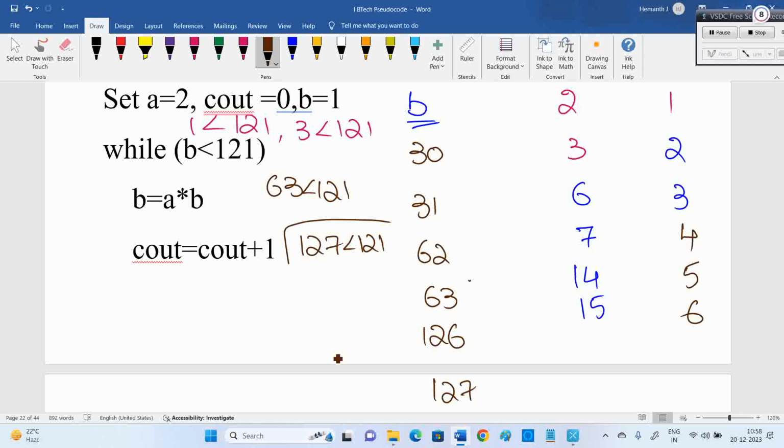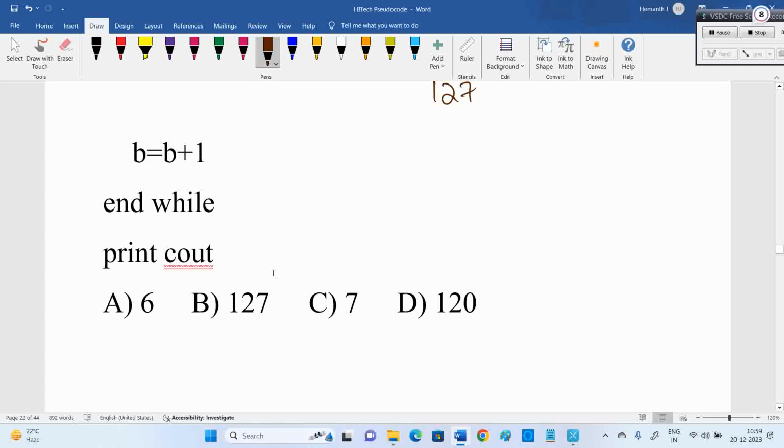So they may ask you at the end to print B or print C out. Okay, what is the C out value, or print B value, or print A plus B plus C out, whatever it might be. So we got B value 127 and we stop this while loop. That loop keeps on doing until that condition fails. So they are asking to print C out. 127 is what a lot of people mark, B 127.